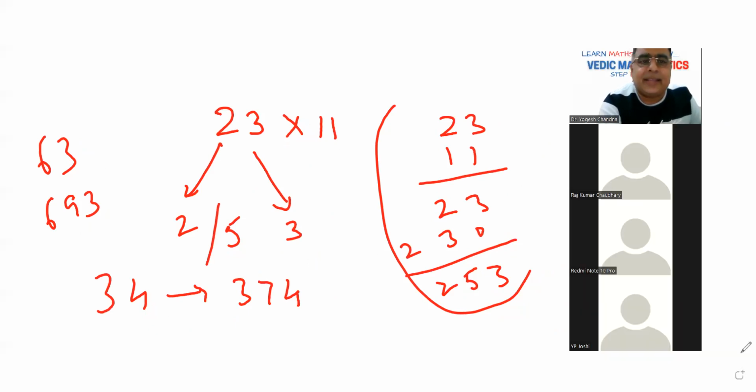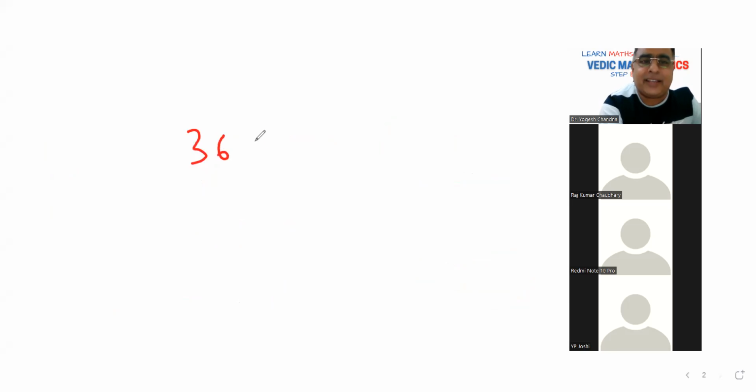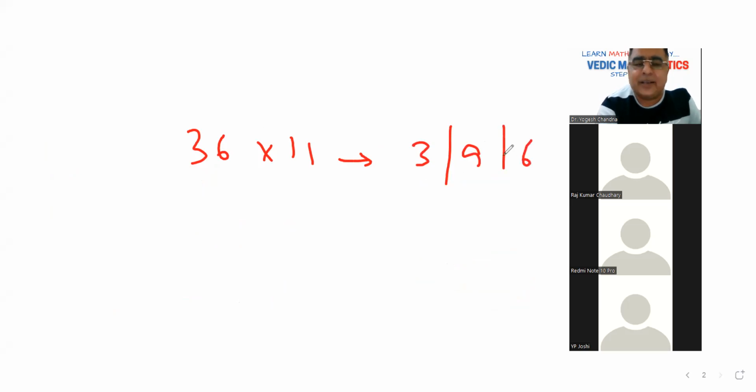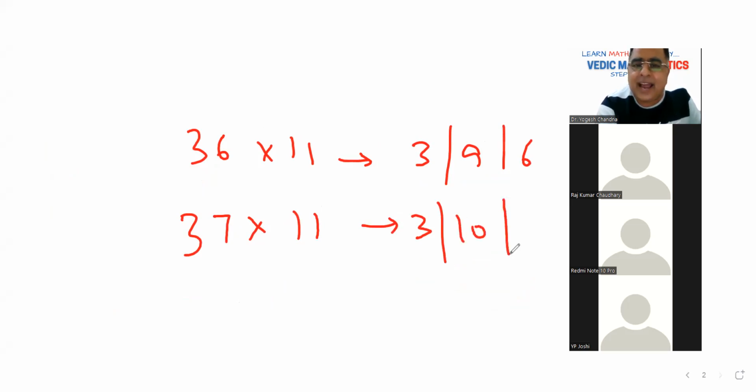Now 36 into 11 is 396. But what is 37 into 11? It is 3 as it is. Now 3 plus 7 is 10 and 7. So it is not 3107.